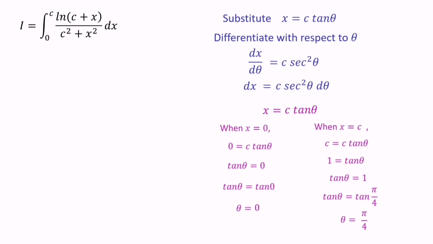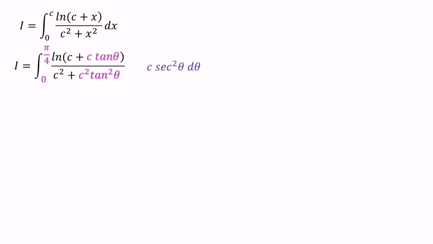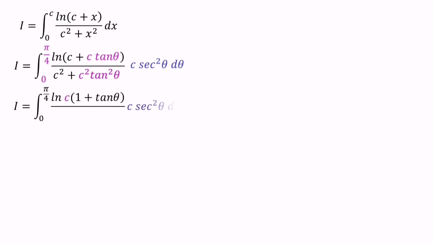Let's move to the integration part. Now, lower limit 0, upper limit pi over 4. Instead of the x value, we can substitute c tan theta. Instead of x squared, we can substitute c squared tan squared theta. Instead of dx, we can substitute c sec squared theta into d theta. We can get a common factor in the numerator, as well as in the denominator, where we can get c squared as a common factor.